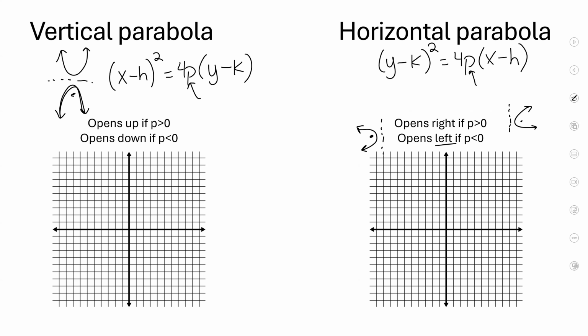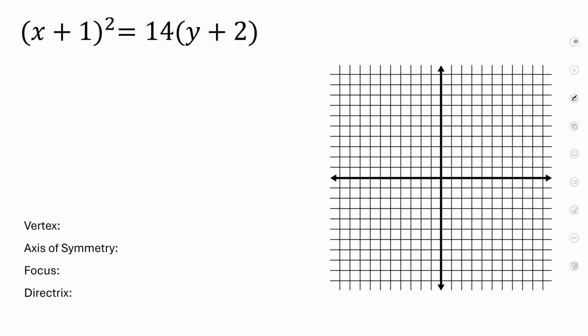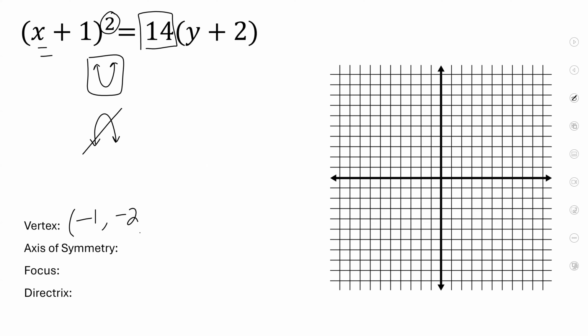Okay, so let's learn a little bit more using an example. So looking at this, my x term is squared, so I know it's going to face either up or down. However, I know it's going to face up and not down because this value is positive. So it's going to be oriented up. My vertex will be at -1, -2, because my h value is -1 and my k value is -2. So I'm going to go ahead and plot my vertex at -1, -2. That is right here.